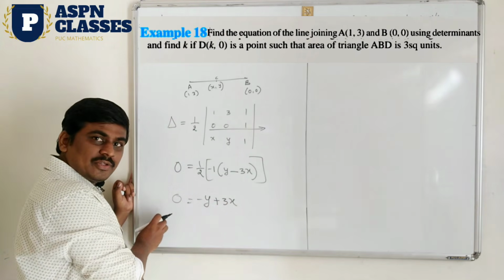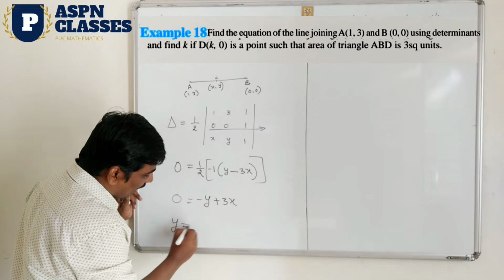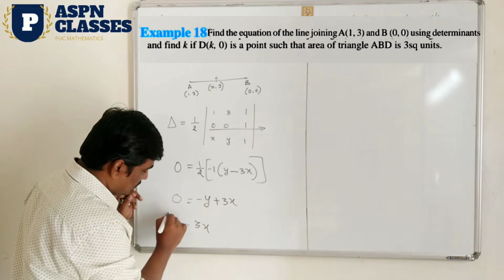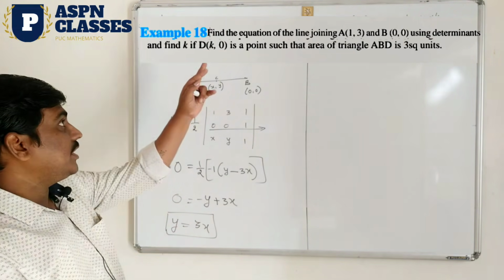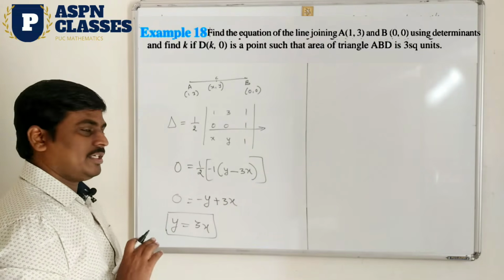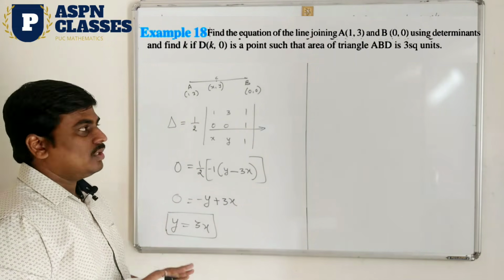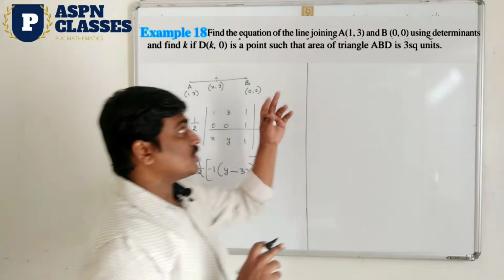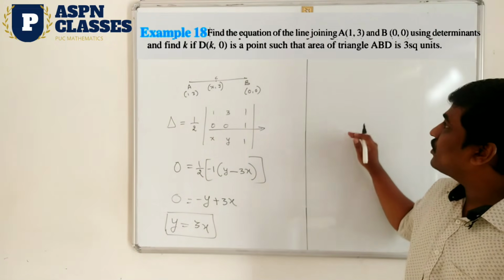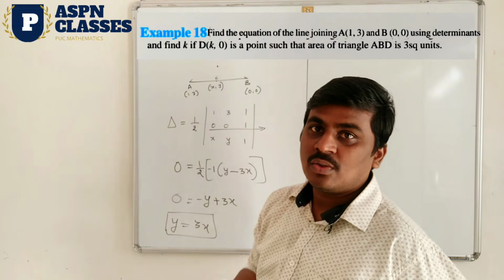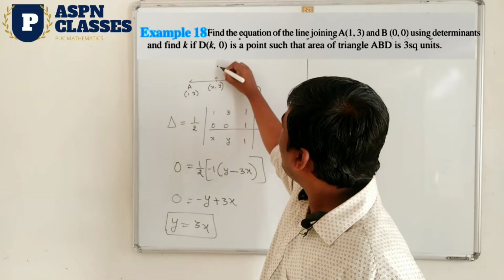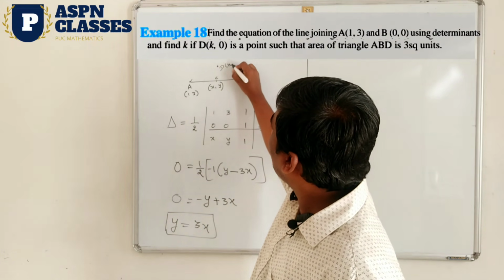Shifting minus y to the other side, you get y equals 3x. So y equals 3x is the equation of the line joining these two points by the determinant method. Is it clear? Now let us come to the one more question here: find the k value. The point D is given here. One more point is D, that is (k, 0).